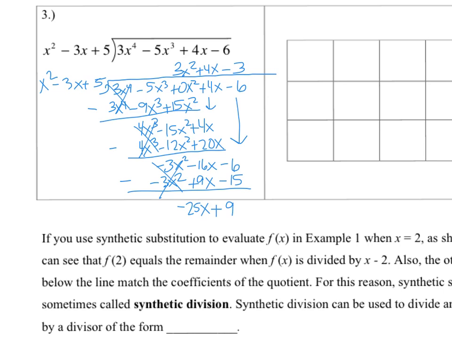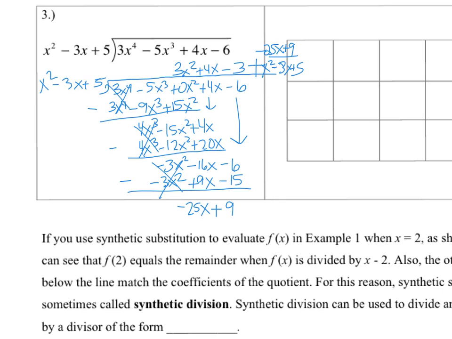I know this is my remainder because the degree here is smaller than the degree here. X does not evenly divide by x squared. So I'm going to take this whole thing and put it over this divisor as my remainder. So I say plus negative 25x plus 9 over x squared minus 3x plus 5.